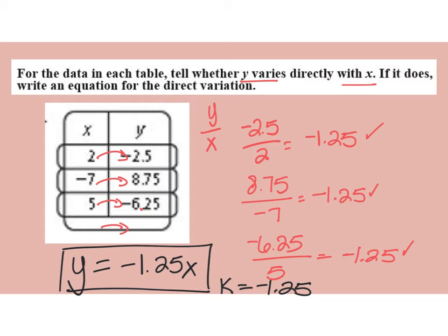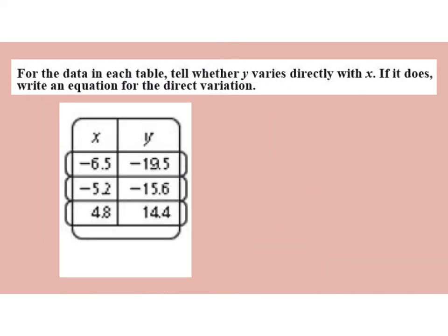All right, the next table I want you to try on your own. Remember, when you're looking at a table, you want to know what you're multiplying by each time. So it's this piece that you have to set up, and of course it's always y over x. It's that ratio. We want to know if we're multiplying across the table. Give it a shot and see if it is a direct variation first. Then if it is, write the equation.